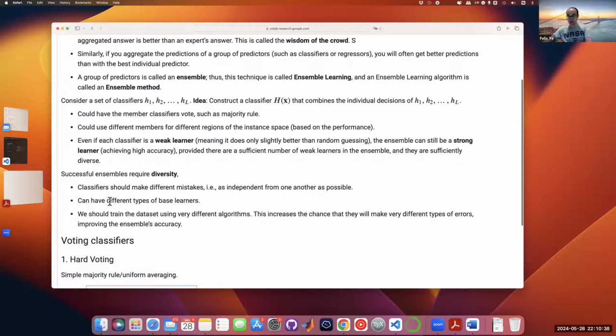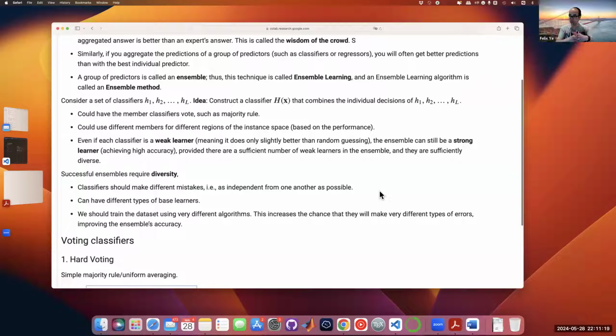Another way to promote or increase diversity is to have different types of base learners. For example, we can have a k-nearest neighbor, a logistic regression, a naive Bayesian, and so on. And we should train the data set with various different algorithms. For example, we can train with stochastic gradient descent, with gradient descent, with various different methods. This also can increase the chance that they will make very different types of errors.